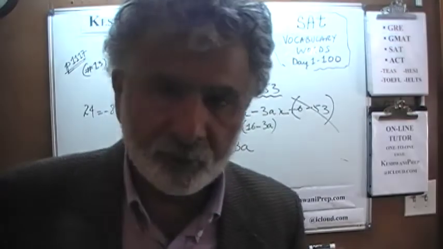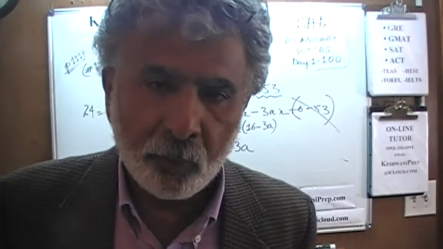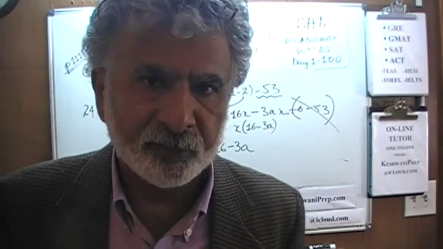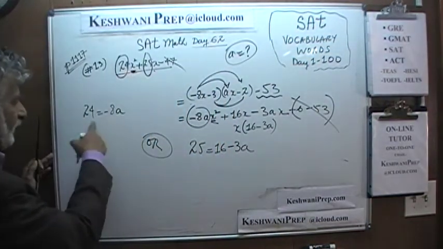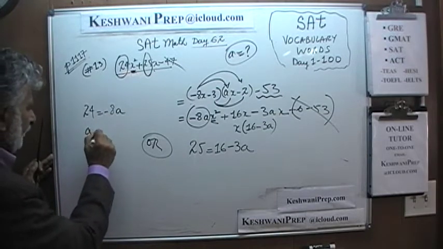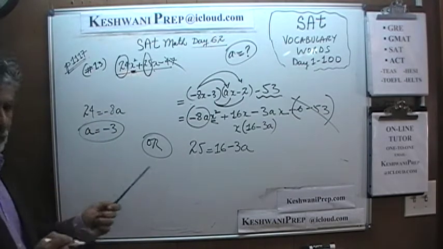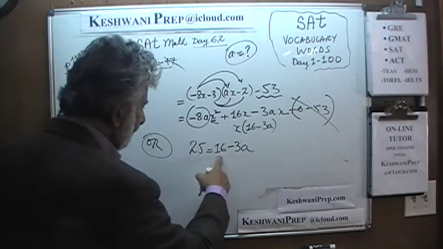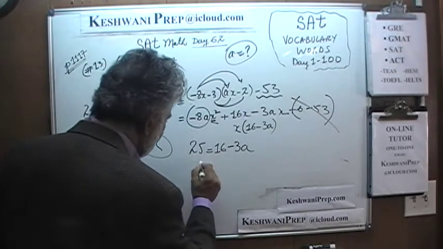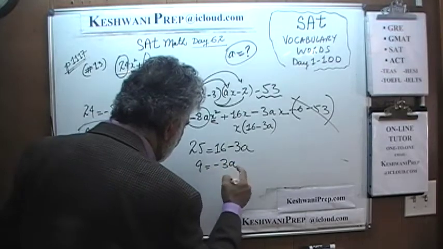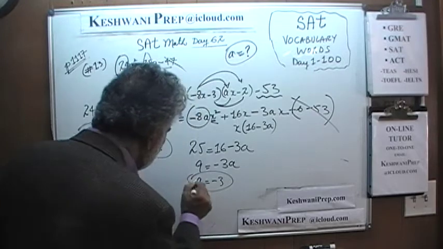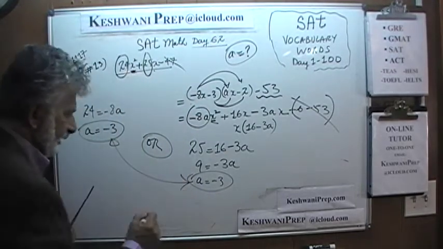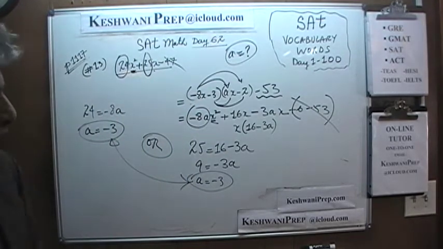And as long as our work is correct, as long as we haven't made any silly mistake, both of these equations should give us the same value of A, obviously. If we get a different value, then obviously something has gone wrong. Let's finish it up. Divide both sides by negative 8, and we're going to find that A equals negative 3. Let's hope that we get negative 3 out of this one also. Bring the 16 to this side, so 25 minus 16 will be 9. 9 equals negative 3A. Divide both sides by negative 3, and you'll find that A equals negative 3, just like it was supposed to. They have to match, obviously. That was number 13. Let's go to number 14, shall we?